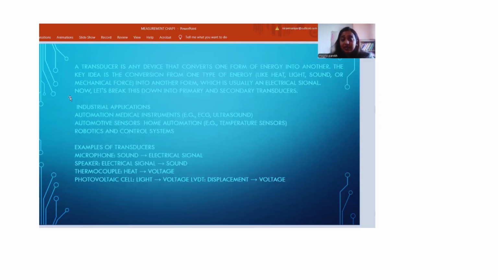A transducer is any device that converts one form of energy into another. The key idea is the conversion from one type of energy, like heat, light, sound, or mechanical force, into another form, which is usually an electrical signal. Now, let's break this down into primary and secondary transducers. So basically our concept is cleared. A transducer is something that converts any physical quantity into an electrical quantity.